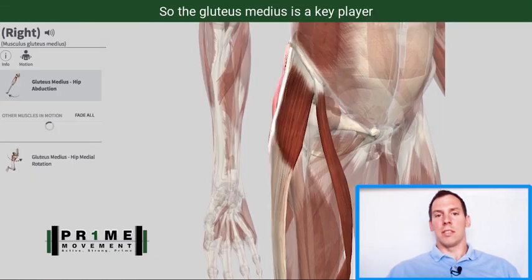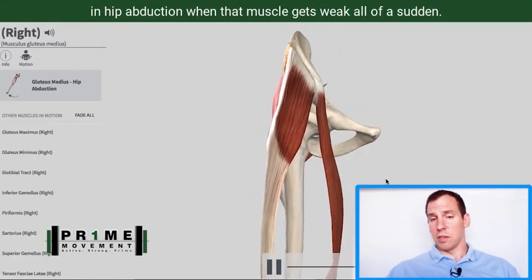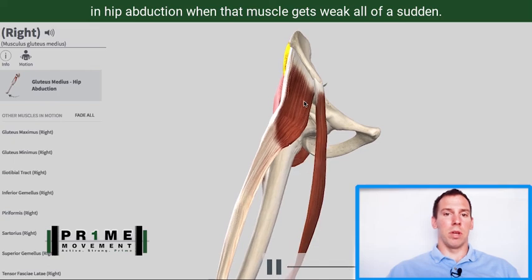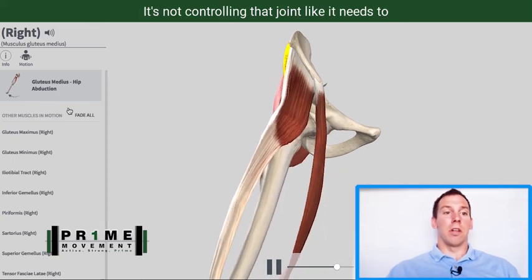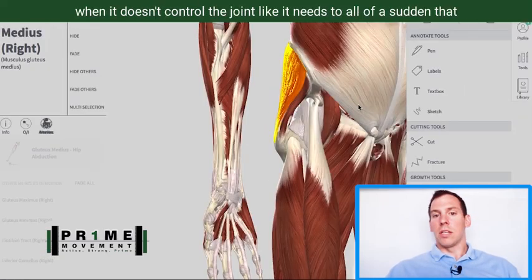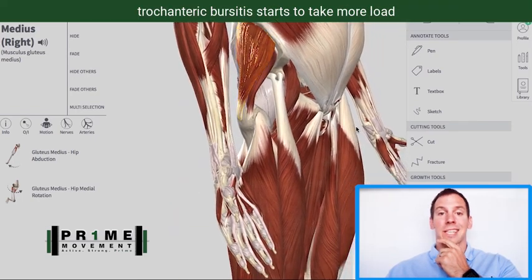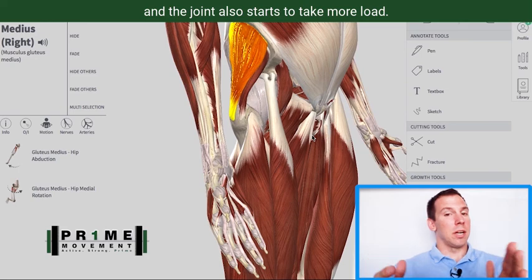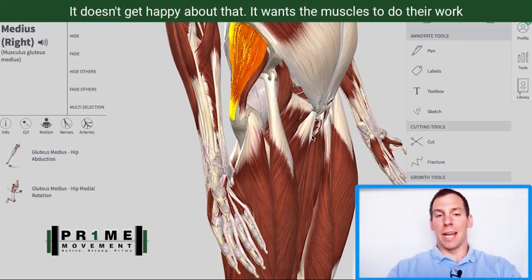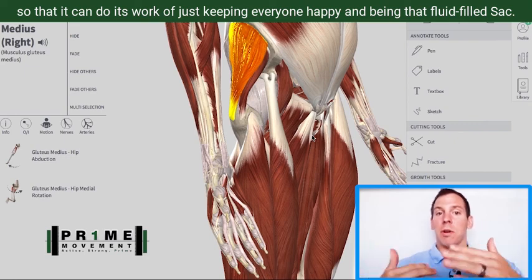So the gluteus medius is a key player in hip abduction. When that muscle gets weak, all of a sudden it's not controlling that joint like it needs to. When it doesn't control the joint like it needs to, all of a sudden that trochanteric bursa starts to take more load. When it starts to take more load, it doesn't get happy about that. It wants the muscles to do their work so that it can do its work of just keeping everyone happy and being that fluid-filled sac.